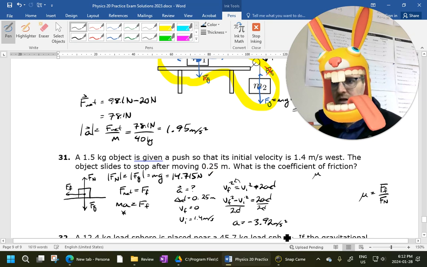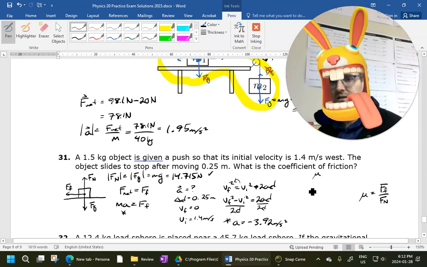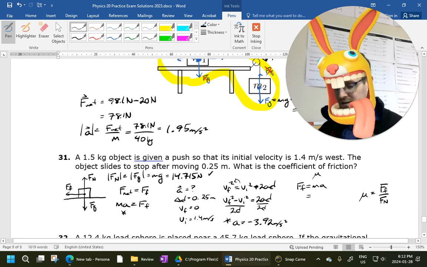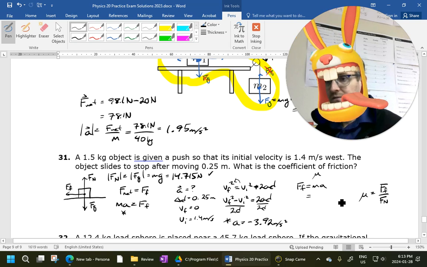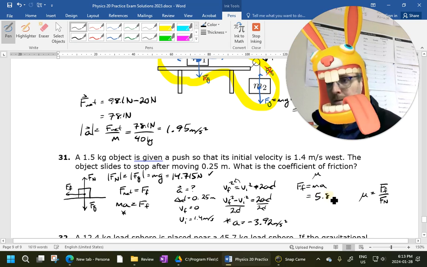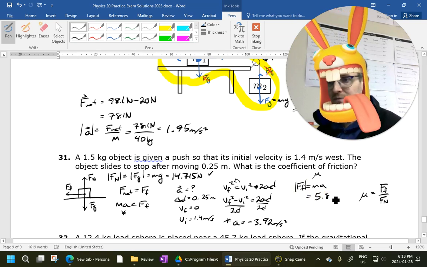Okay, so I got my Fn already. Perfect. We need to use this to help me find the Ff, and the Ff is equal to mass times acceleration, because that's equal to my F net. So I take this times my mass, and we have 5.88. Again, I'm just worried about my absolute value here. 5.88 newtons.